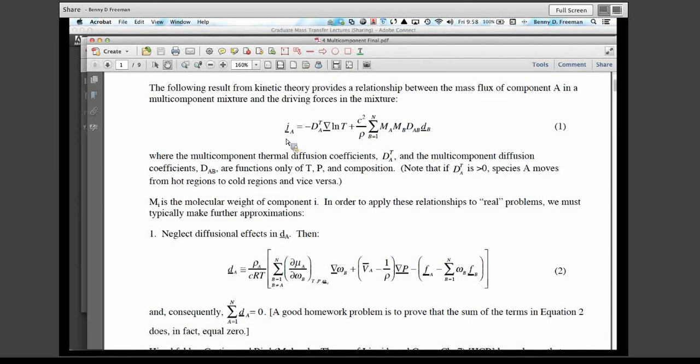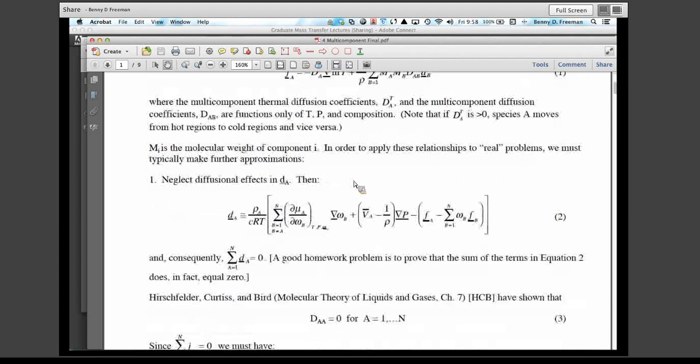So these J sub A's have to add up to 0, and one consequence of that is that these D sub A's have to add up to 0, and so that also keeps the thermodynamic driving force consistent. And so one of the homework problems we'll do is to prove that this sum over all the D sub A's is equal to 0.